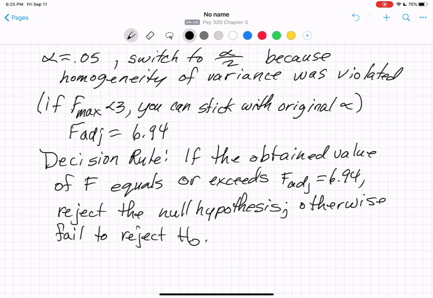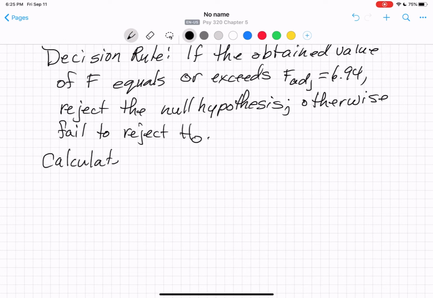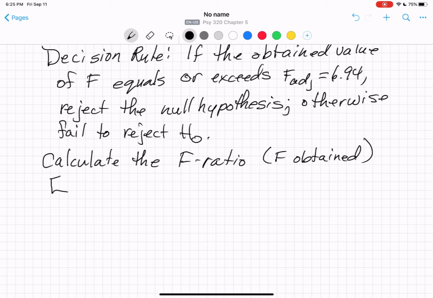Okay? All right, so now we want to calculate the F ratio, or F obtained. This is from our data. And so we're going to get our basic ratios first. We're going to start with the basic ratio for y. This is going to be sum of y squared.